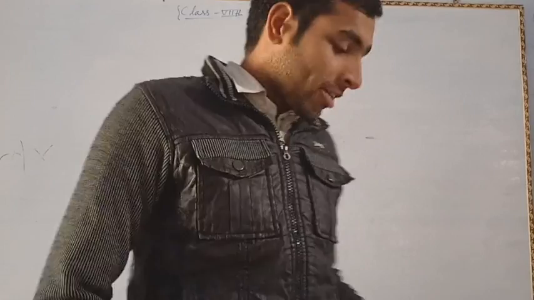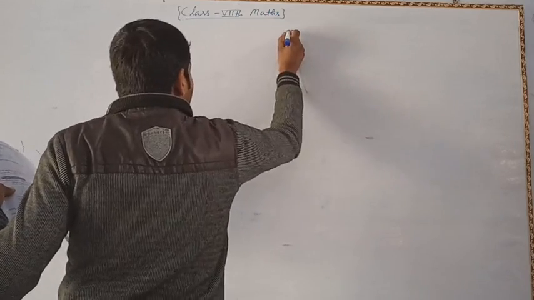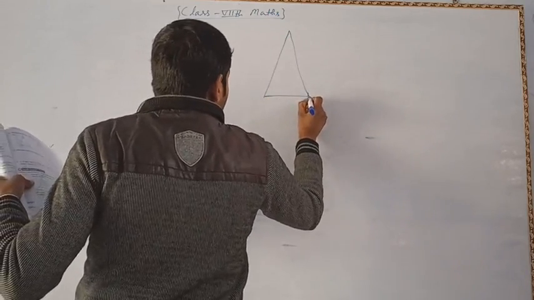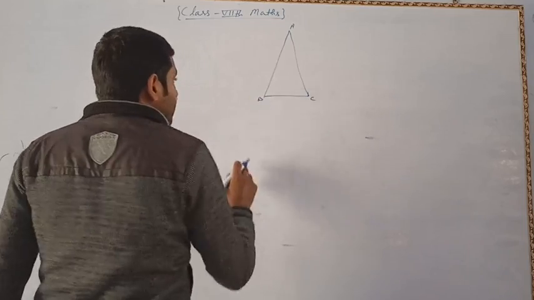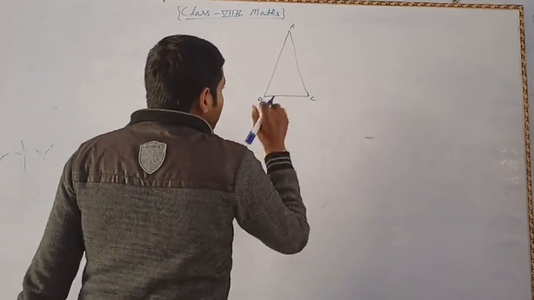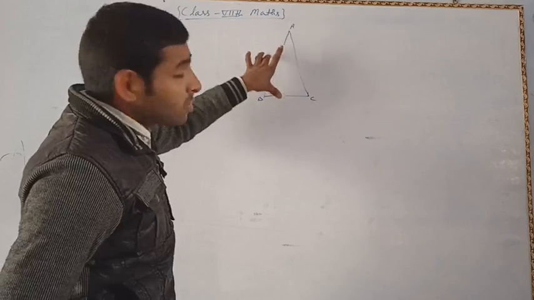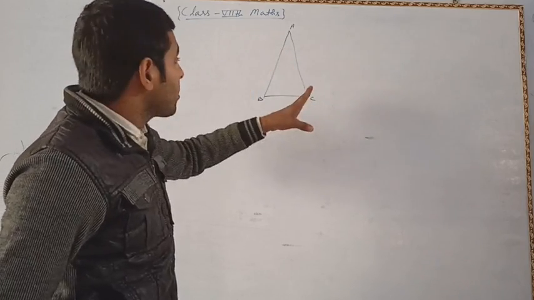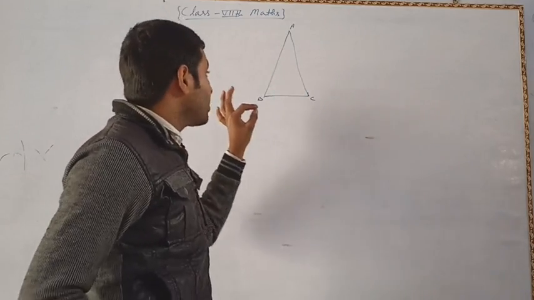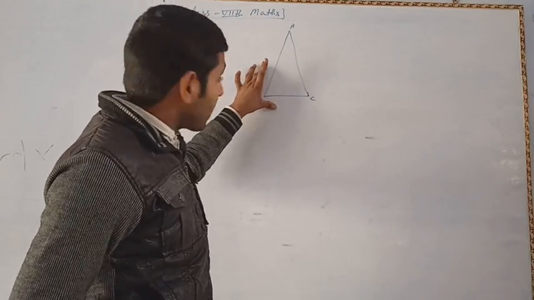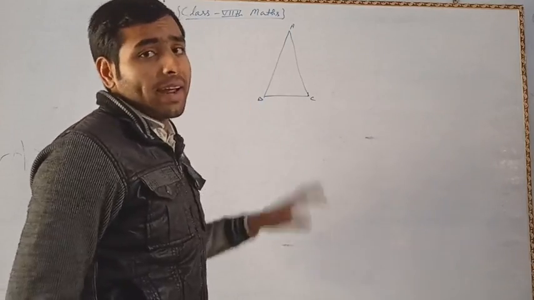What is the triangle inequality property? Here you have a figure in which this is point A, this is B, and this is point C. From this figure, if the sum of any two sides of the triangle is more than the third side of the triangle, then you can form a triangle. And if the sum of any two sides is less than the third side of any triangle, then you cannot form any triangle.